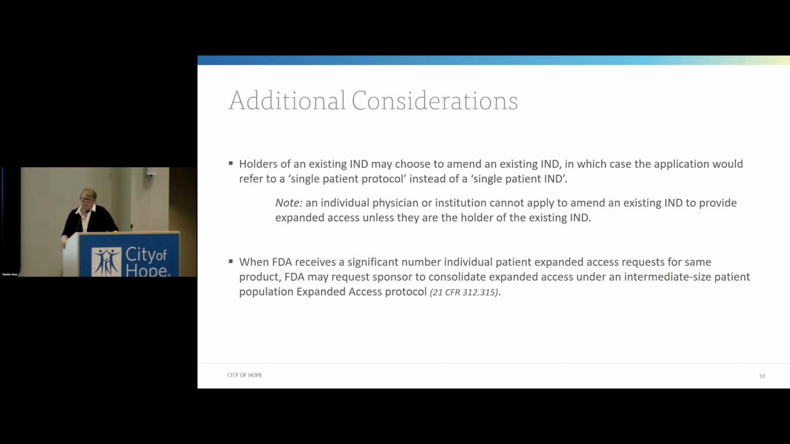And the other thing that's really interesting too is when the FDA receives a significant number of individual patient expanded access requests, they can actually come back and say, look, consolidate it into an expanded access protocol for an intermediate sized population. Like, okay, we have enough experience. We know who's going to be coming in. Let's just create a protocol that is broad enough in terms of the eligibility so we don't have to do all of this regulatory paperwork every single time. So that's a really nice mechanism that's available as well. I don't know how often the FDA actually makes that request, but at least they've left it in there for them to do that.